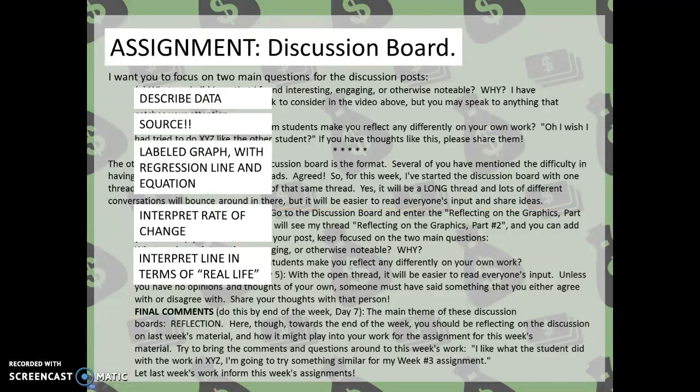Like I talked about in the first slide, is the title describing things? Is there a source? Is there a graph? Are we talking about interpreting these things? What's it mean in real life? What do these numbers mean?